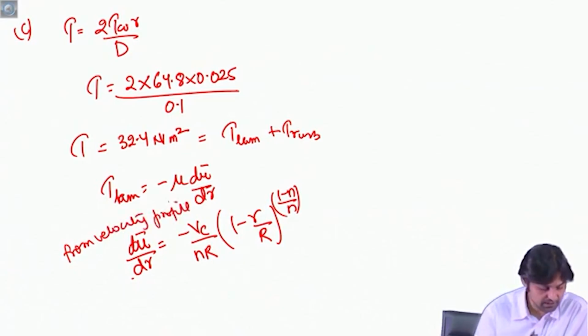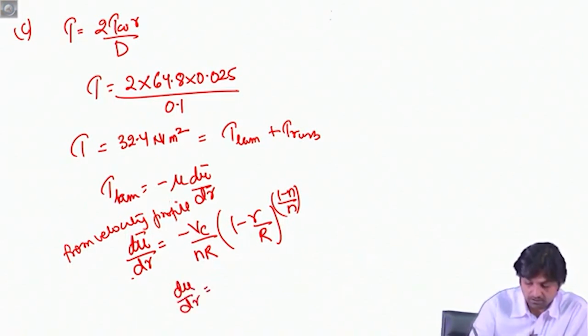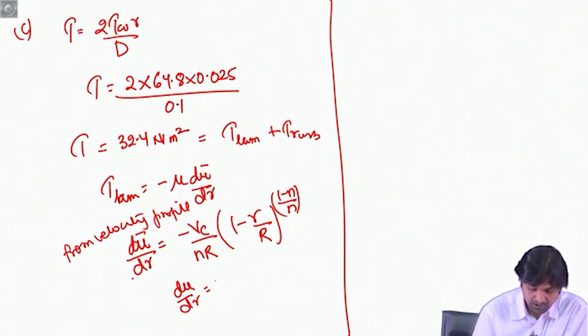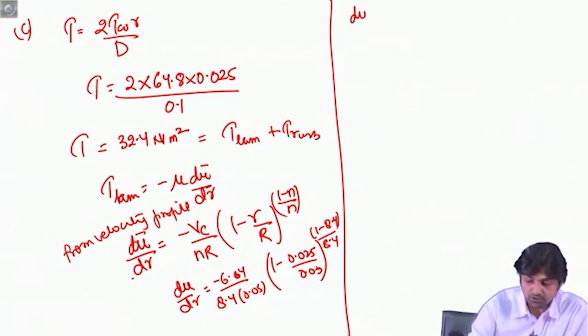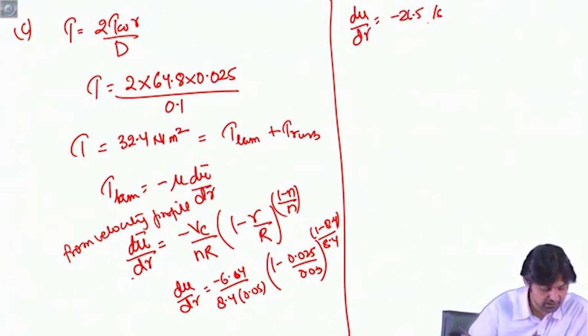Velocity profile we can write. All right. So, we will calculate du dr. So, minus, Vc we already calculated, and n we already found out from the curve, 0.05 into 1 minus 0.025 already given, radius was 0.05, into 1 minus 8.4 divided by 8.4. So, du by dr is coming to be minus 26.5 per second.